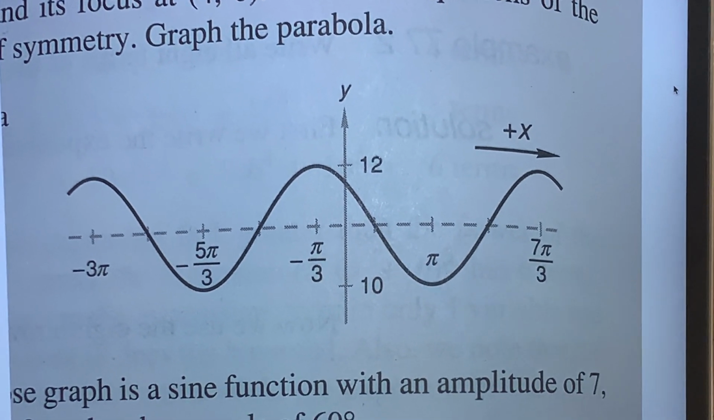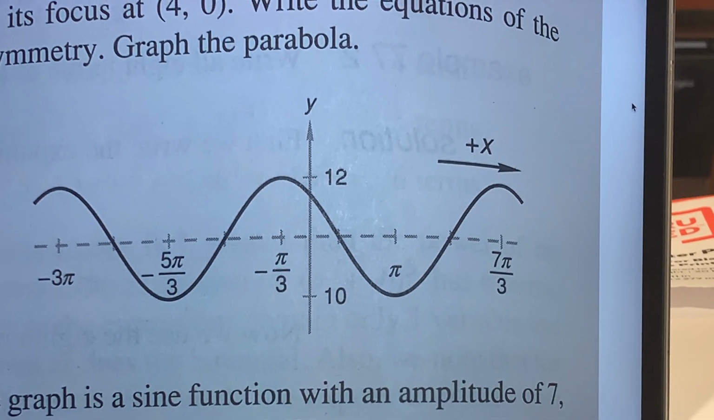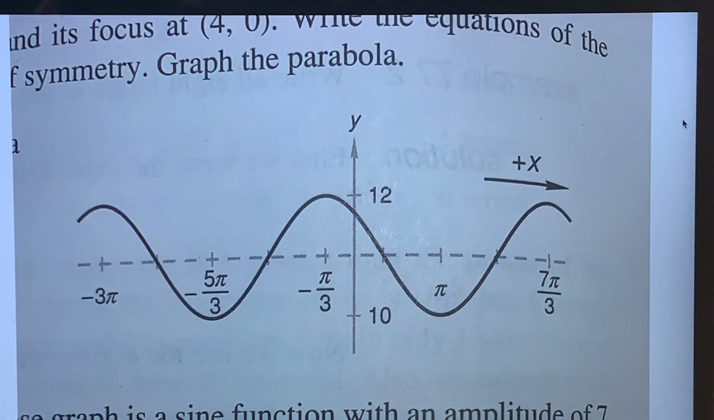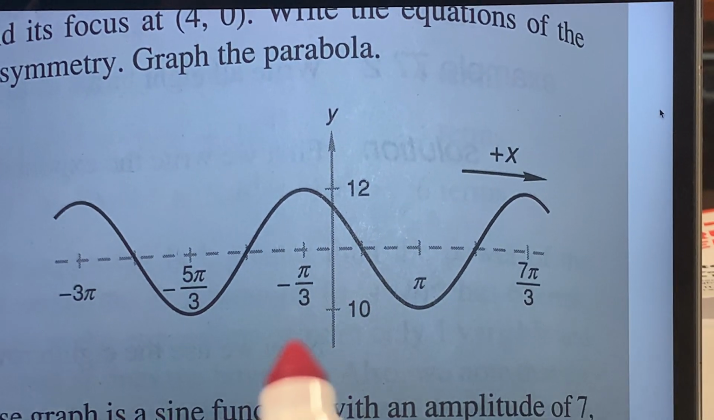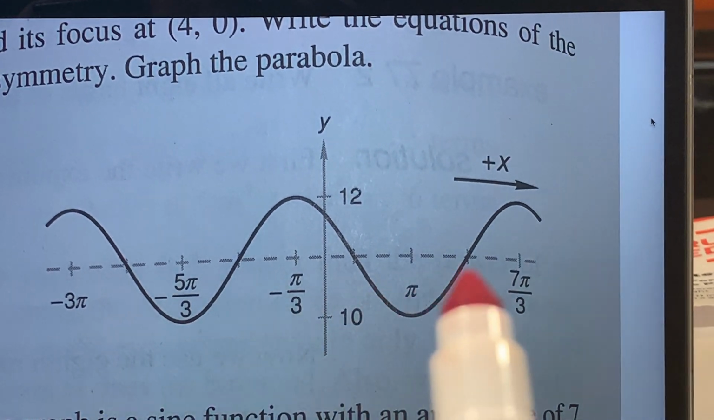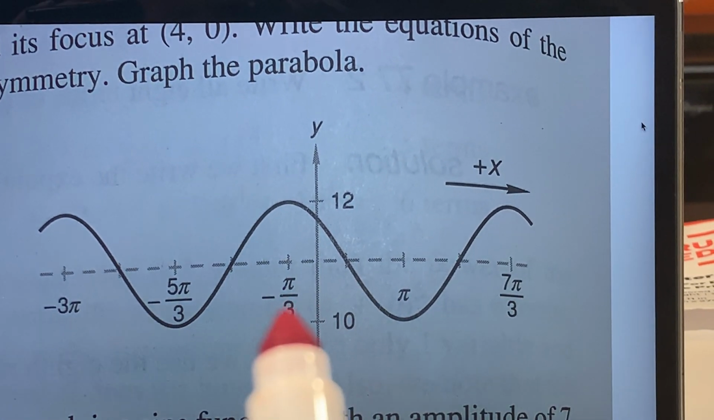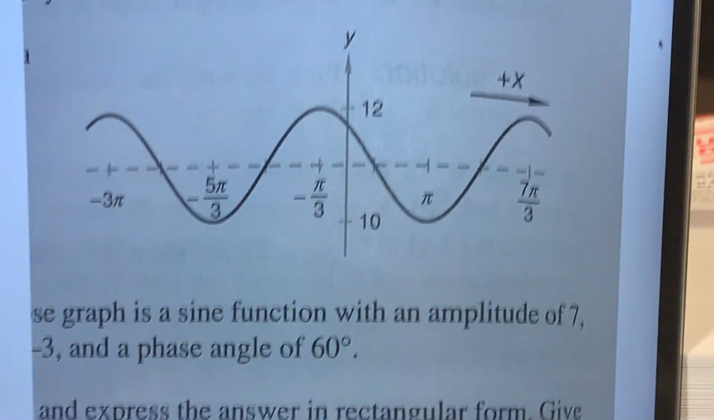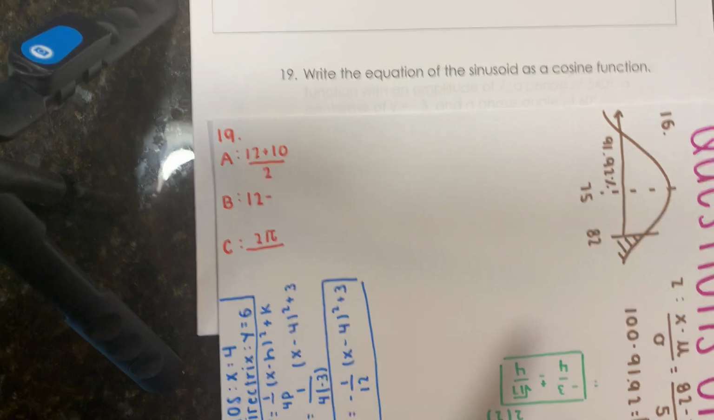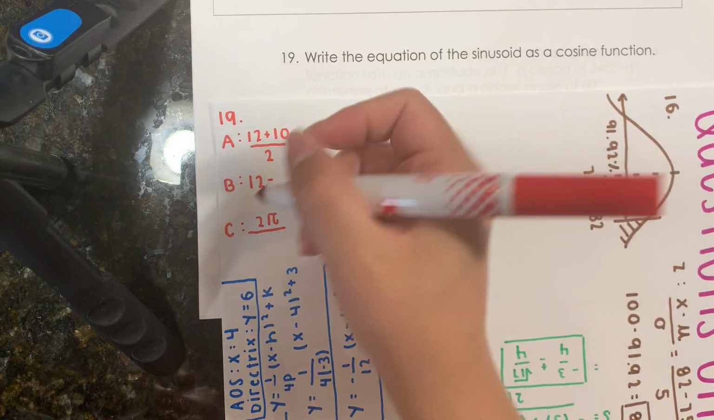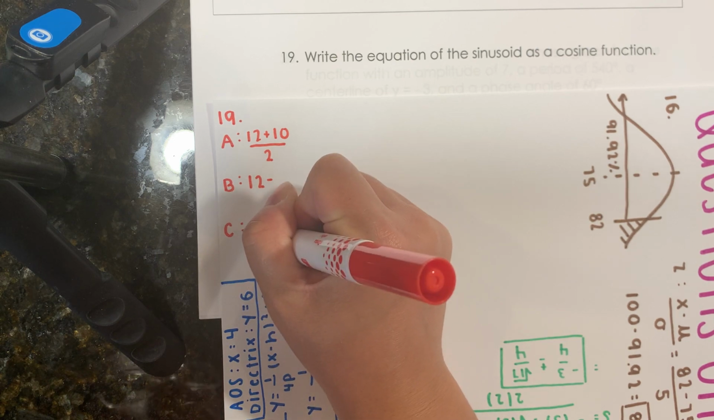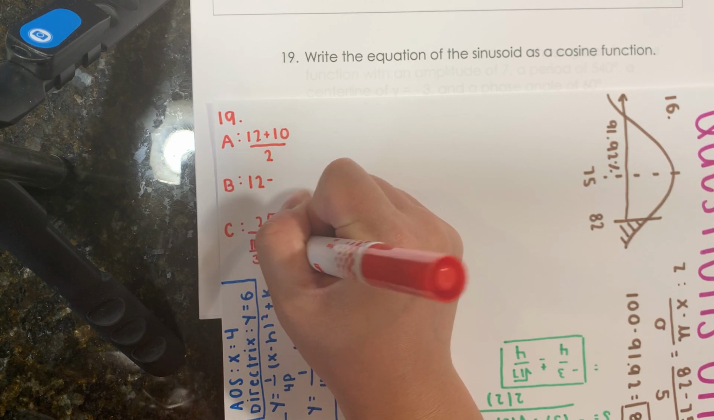And then for C, it's 2 pi divided by the length of the period, which in this case is going to be calculated from peak to peak. So I'm going to start here and end here. So that's pi over 3 to 7 pi over 3. We always use the absolute value of this. So now we can go back to what we have. So I said the length of the period is going to be pi over 3 plus 7 pi over 3.